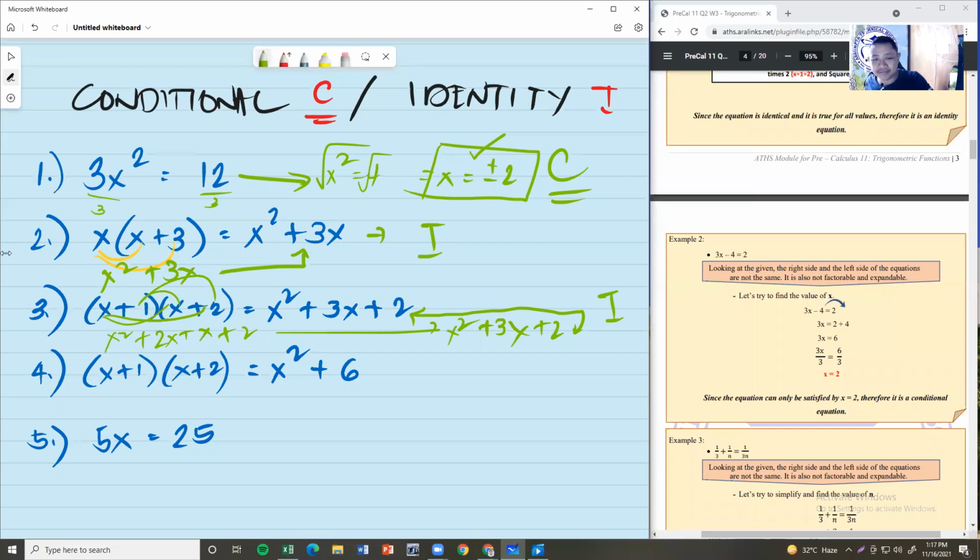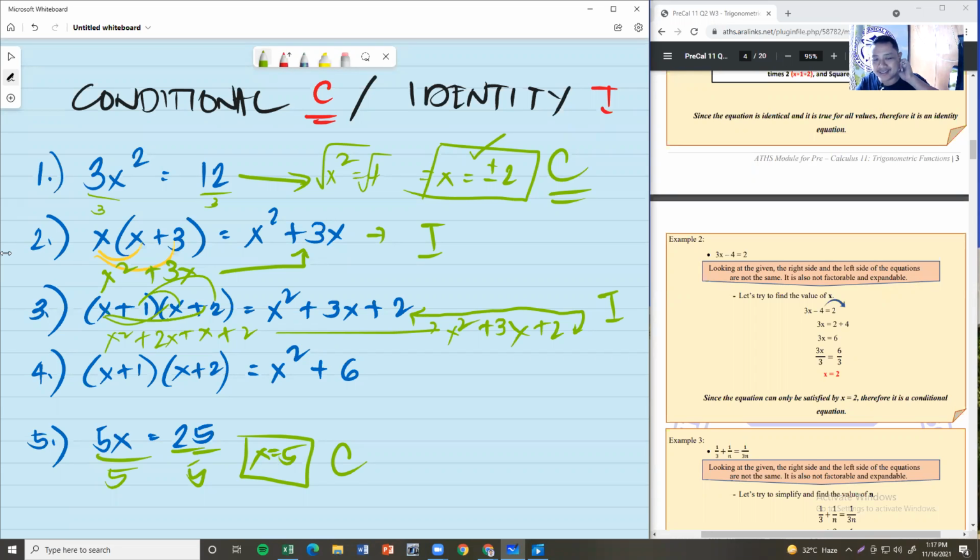Okay? Next, I would like to focus on number 5 first kasi number 5 is so obvious. Dividing both sides by 5, x is equal to 5. So there is an exact value, so that's conditional. The condition is x should only be equal to 5. Kaya siya conditional.